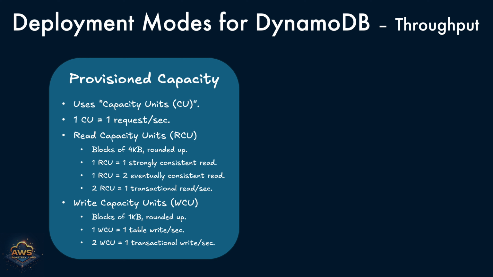It's important to note that all reads and writes in provisioned mode are metered. If your application exceeds the allocated throughput, DynamoDB may throttle requests, unless you've configured auto-scaling to adjust the capacity dynamically. This capacity-based model gives you predictable performance and cost, especially if your application has stable and well-understood traffic patterns. However, it does require thoughtful planning to balance performance, efficiency, and budget.